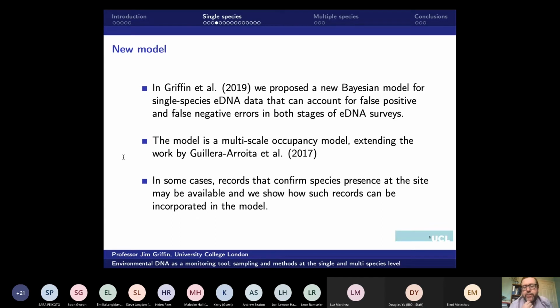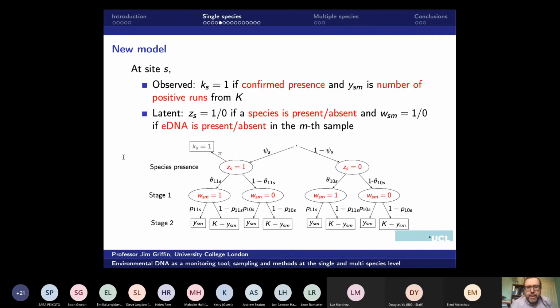On top of the type of data that we had in terms of eDNA, for some of the sites we also had confirmed species presence. So somehow through records of physical presence, at certain sites it was known that the species existed. And so we'd also like to take that into account, okay?